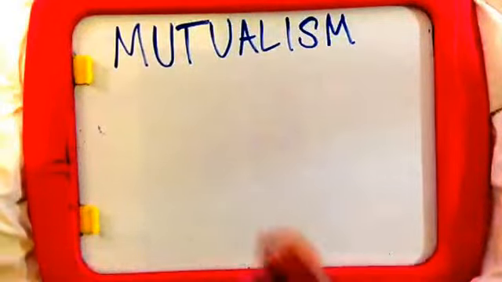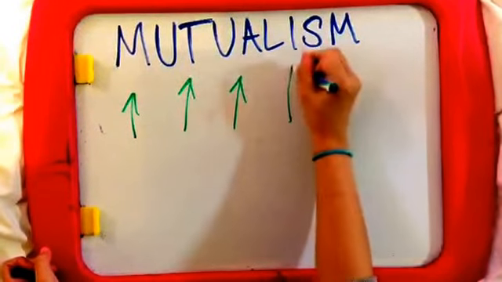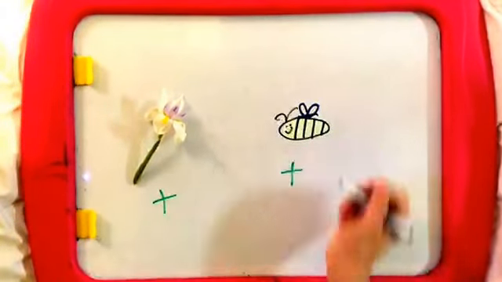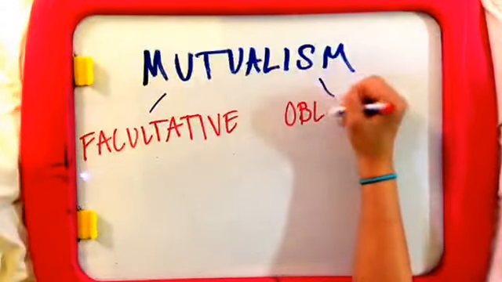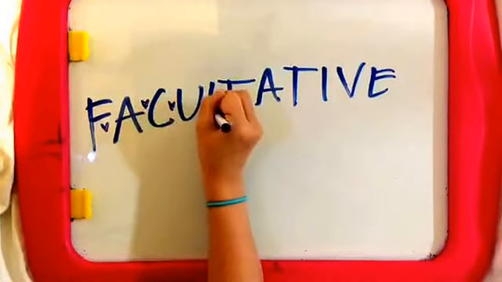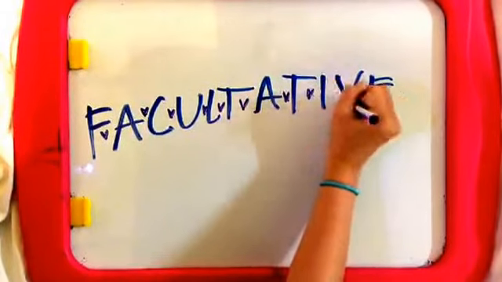But right now, we're just going to be focusing on mutualism. Mutualism is when an interaction between individuals benefits both parties. There are two types of mutualism, facultative and obligate. Facultative is when the species can live without their mutualistic partners.